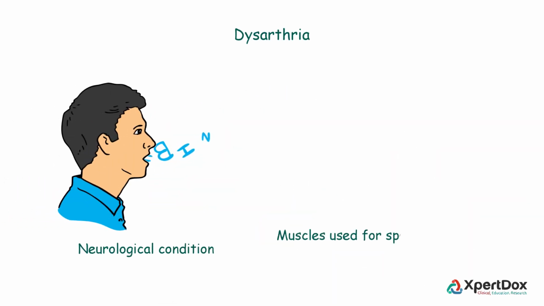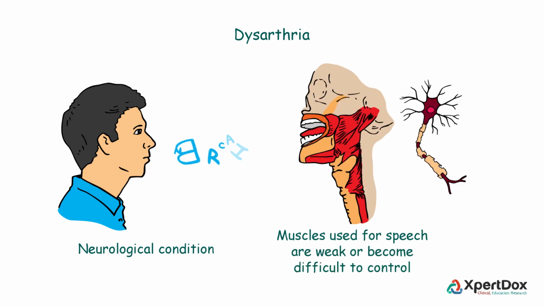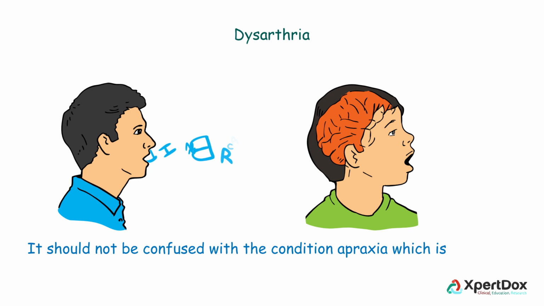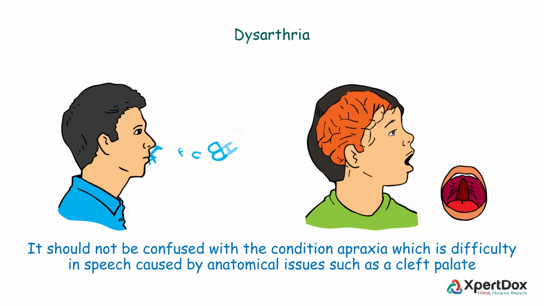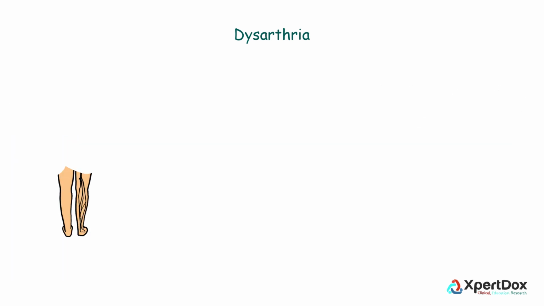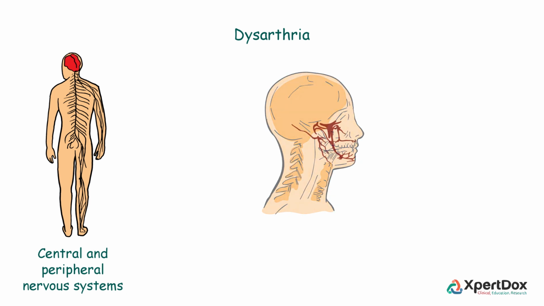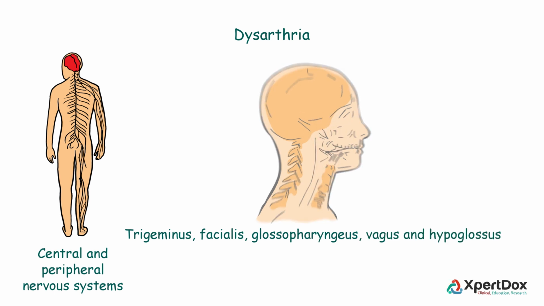Dysarthria is a neurological condition where the muscles used for speech are weak or become difficult to control due to injury or damage to the nerves that innervate these muscles. It should not be confused with the condition apraxia, which is difficulty in speech caused by anatomical issues, such as a cleft palate, for example. The affected areas of the nervous system include the central and peripheral nervous systems and the cranial nerves, including trigeminus, facialis, glossopharyngeus, vagus, and hypoglossus.